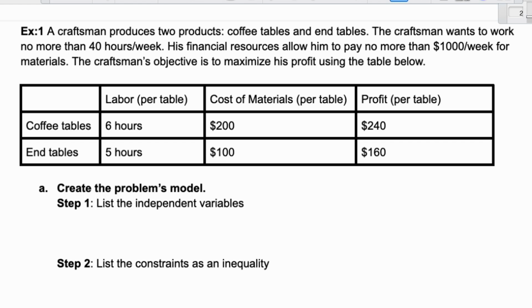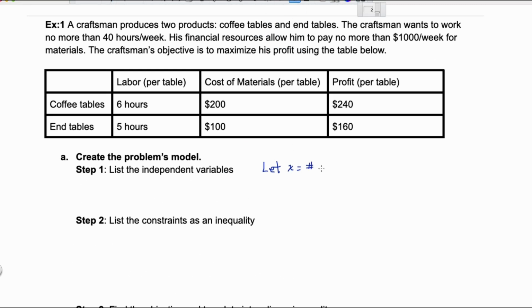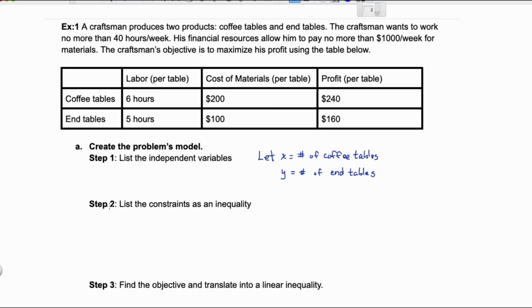So I have organized several steps here to solve this problem. What we want to do now is list the independent variables. What is it that we are looking to find? So let's let x equal the number of coffee tables, y equal the number of end tables that the craftsman needs to make. And now step 2, what are the constraints?